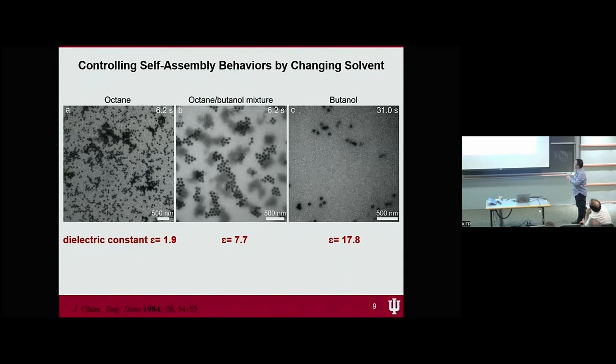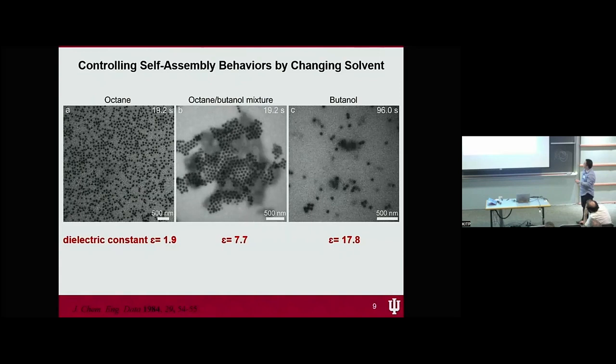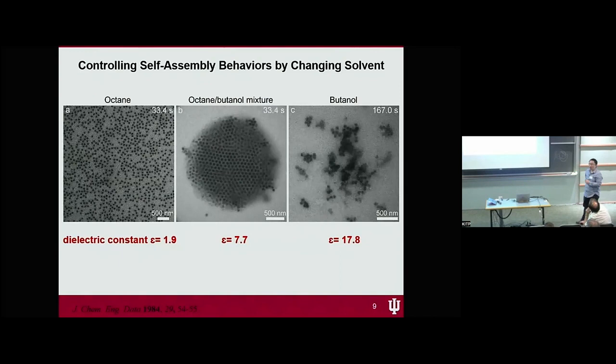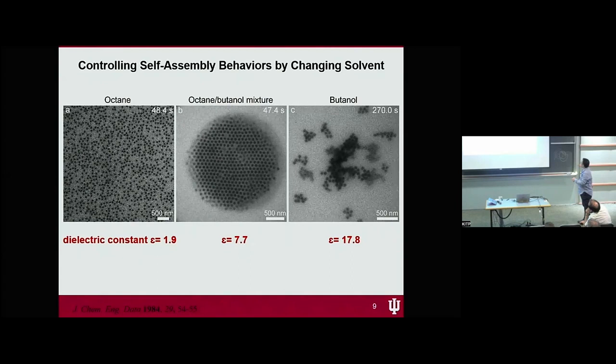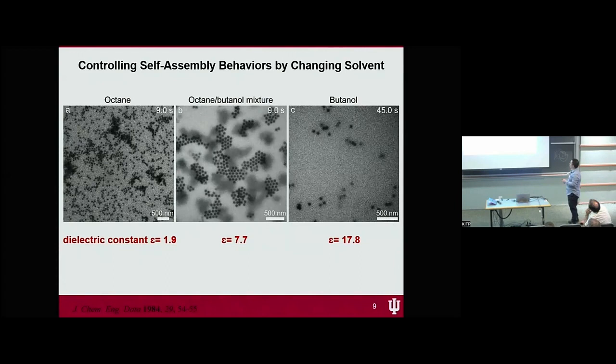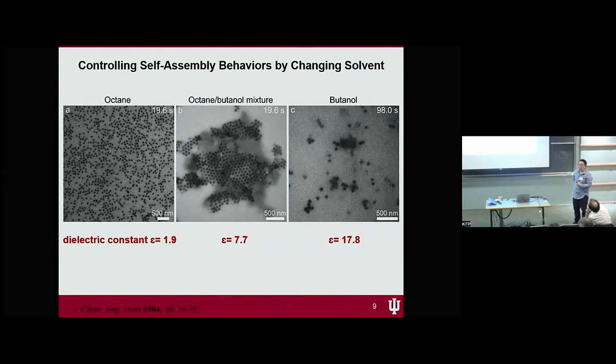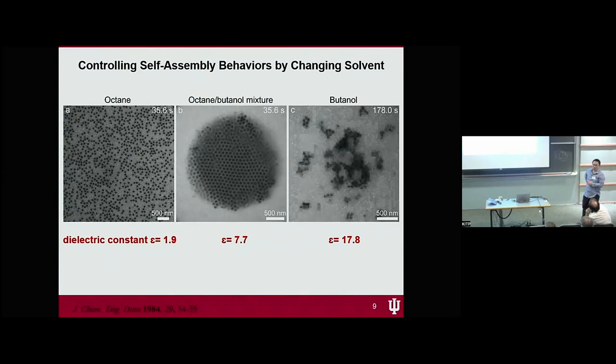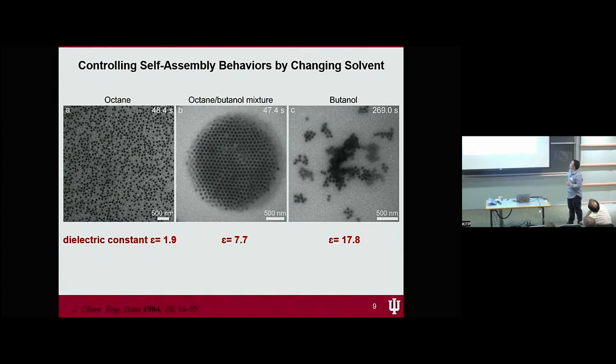This experiment suggests that in octane, the particles are relatively repulsive. They are long-range repulsive because they never come very close to each other, but the interactions switch to very strongly attractive in butanol. Our interpretation is the following. In this case, there's van der Waals attraction between the particle, and there's also electrostatic repulsion between them. You may ask, where does the electrostatic repulsion come from? It comes from the fact that when you illuminate the samples by electron beam, it tends to cause charging to both the membrane as well as the particle.